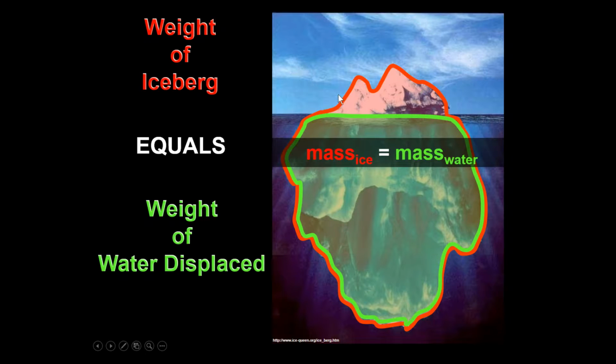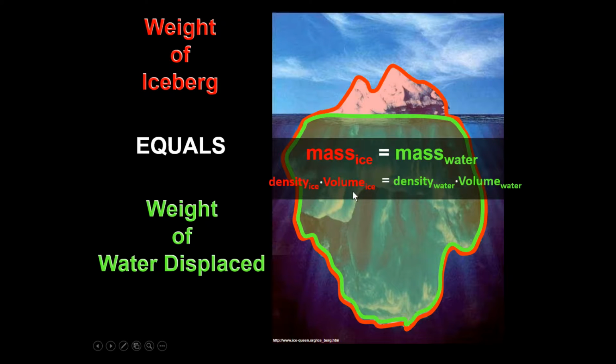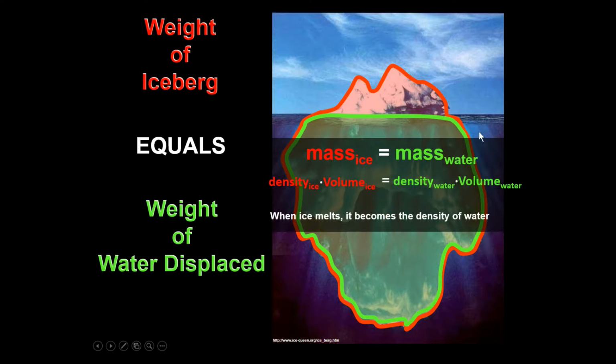Well, the weight of that ice and the weight of the water has to be equal, so the masses must be equal. Mass is the same thing as density times volume. So the ice had a low density and a big volume. The water had a larger density and had a smaller volume. When the ice melts and becomes liquid water, the density of the ice becomes the density of the water, so the volume of the ice becomes the volume of the water. And so the sea would neither rise nor fall.